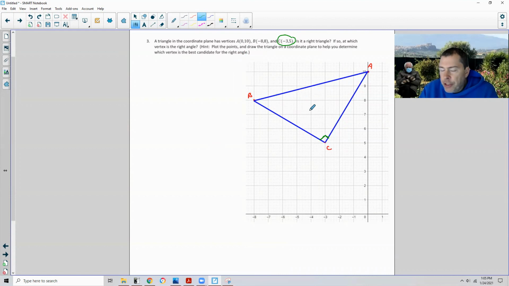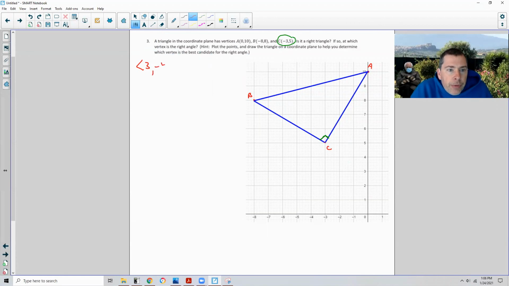Okay, so how are we going to determine this? Well, let's see. How can we do this? Okay, so if C is our best candidate, we want to move it to the origin. And C right now is negative 3, 5. So our translation will be right 3, down 5. Oops.